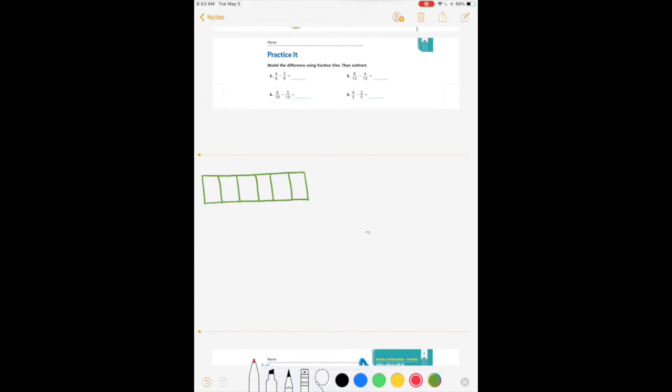Now, I'm going to use 2 different colors. First, I'm going to start with my 4/6. So I'm going to color in 4 pieces because my numerator tells me how many are colored in. And I need to take away 3 of them because I need to take away 3/6.